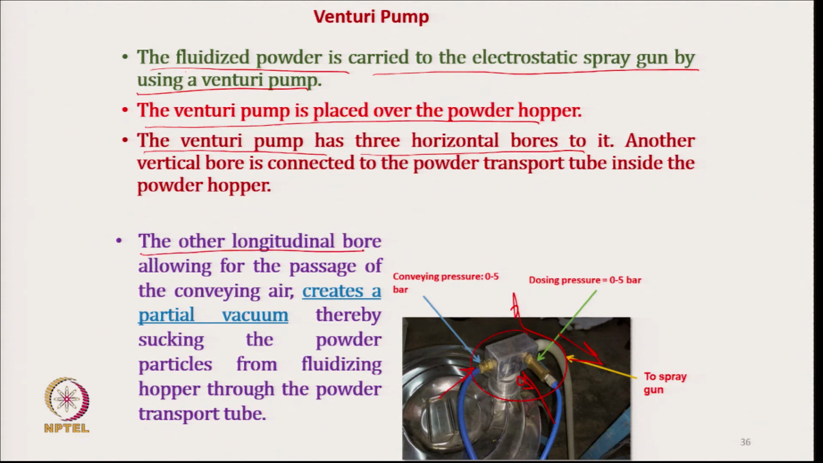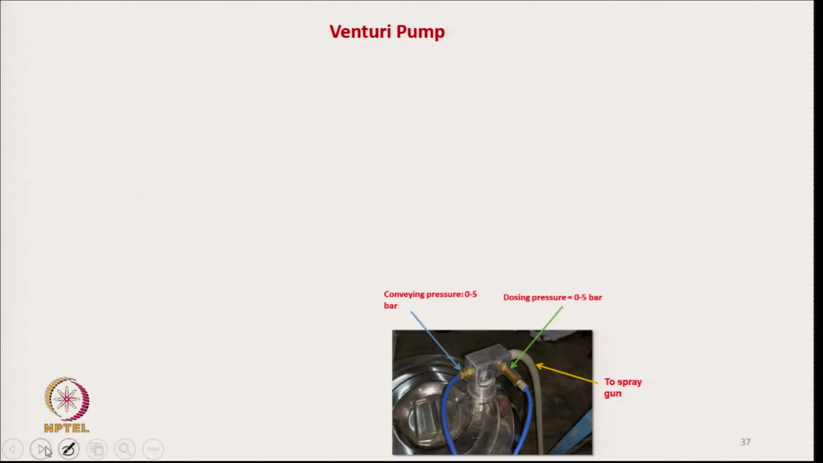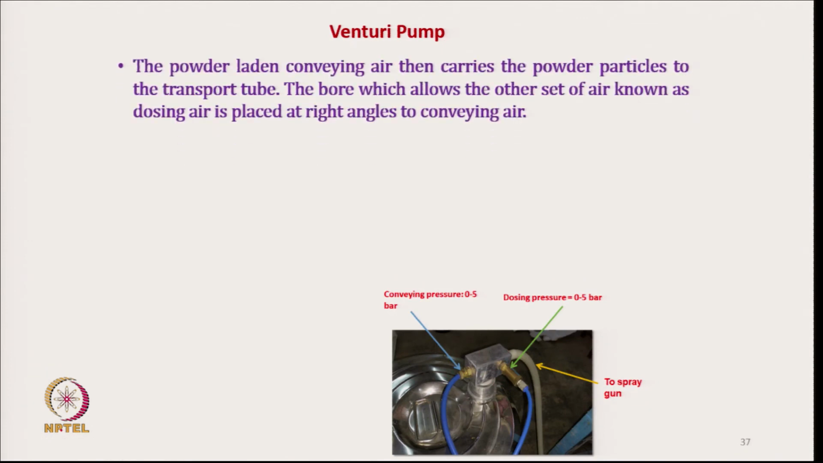The longitudinal bore allowing for the passage of the conveying air creates partial vacuum, as I have mentioned. So, the powder-laden conveying air then carries the powder particles to the transport tube. This is the transport tube, the bore which allows the other set of air known as dosing air.